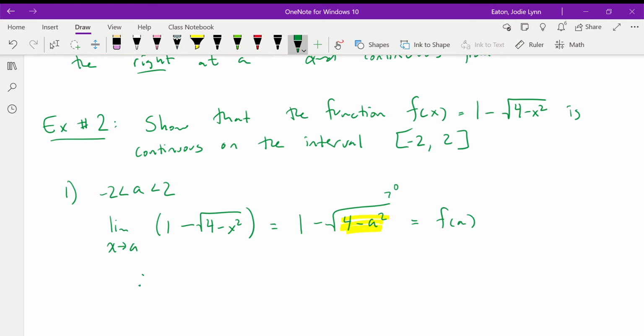So, therefore, f of x is continuous on the open interval (-2, 2).